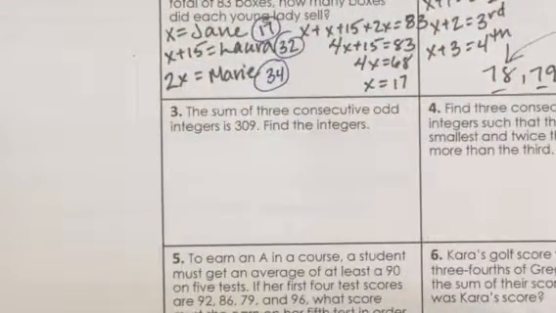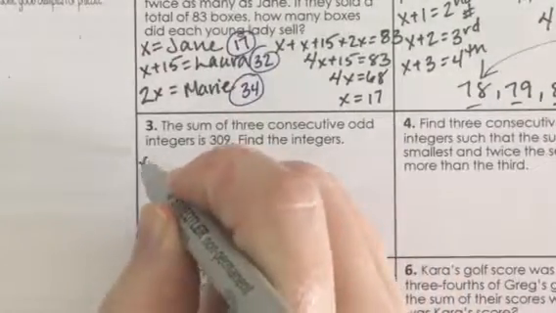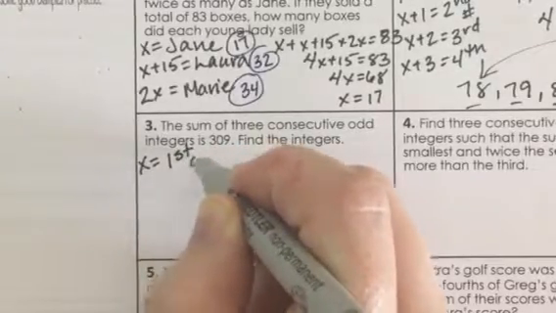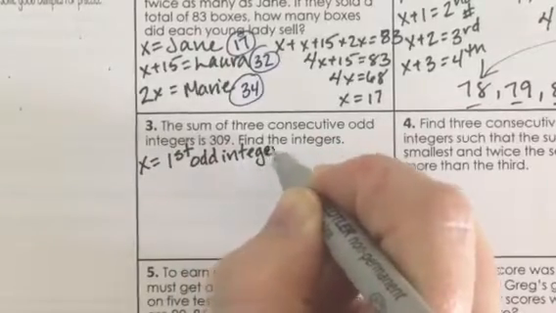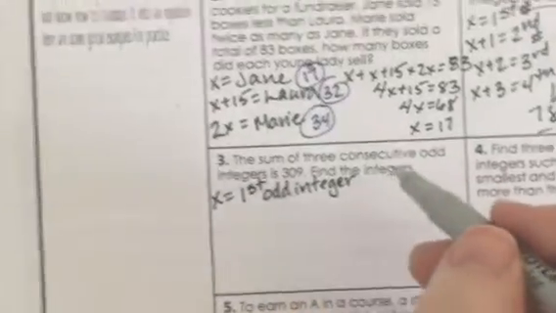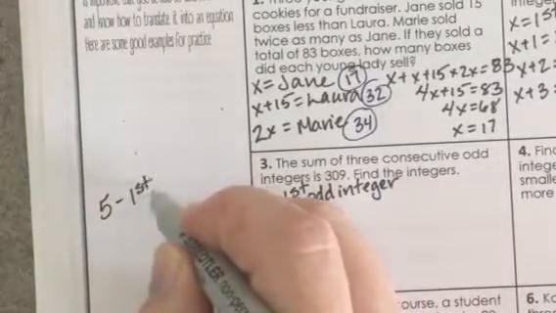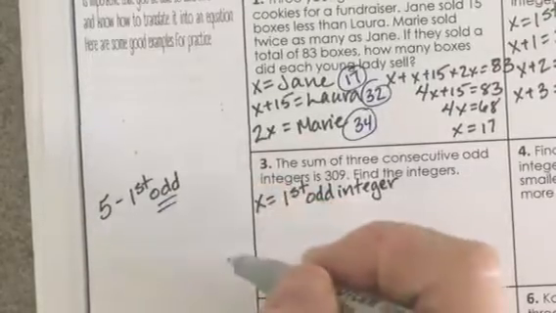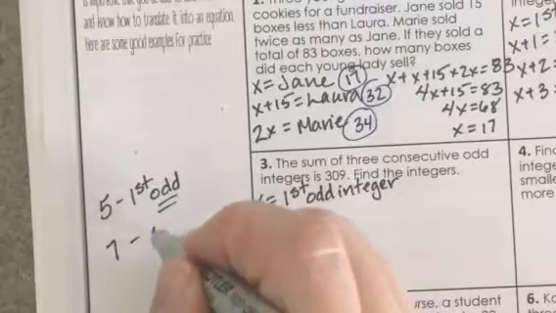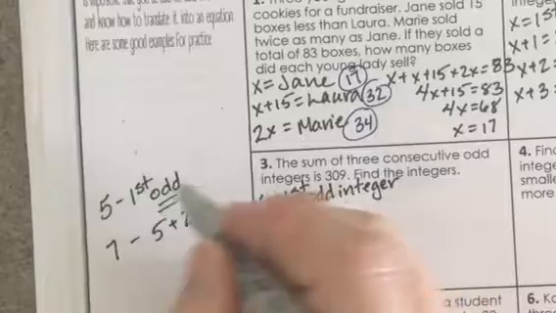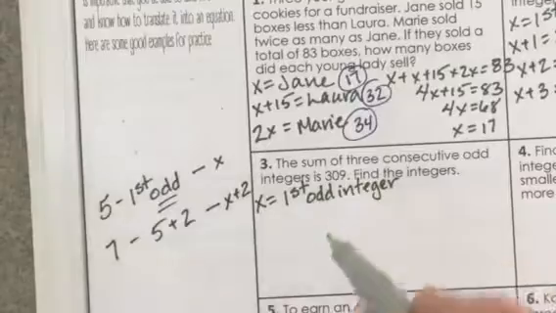Number 3 asks for the sum of 3 consecutive odd integers. So if I let my first integer be X, in order to get to the next odd integer, I have to add 2. So what do I mean by that? If I have 5 as my first odd integer, this is just a little explanation on the side. To get my next odd integer, which is 7, that's 5 plus 2. So if my first odd integer is X, my next odd integer is X plus 2.